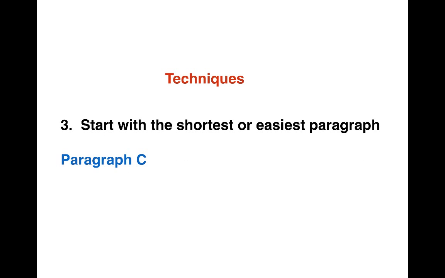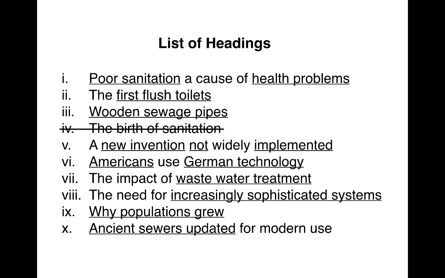Technique: start with the shortest paragraph, which was paragraph C, and compare with all of the headings. So now we compare with the headings. Poor sanitation health problems? No. First flush toilets? No. Wooden sewage pipes? Yes. It said the Roman systems in the UK had sewage networks made out of elm logs. That must be wooden sewage pipes.